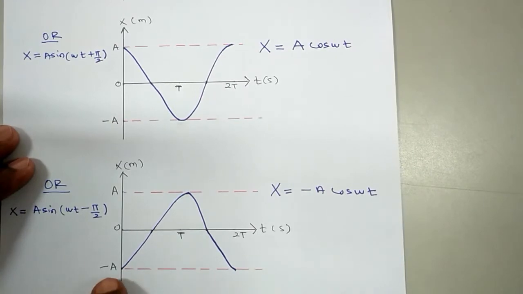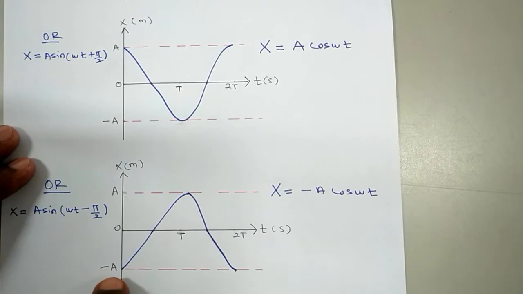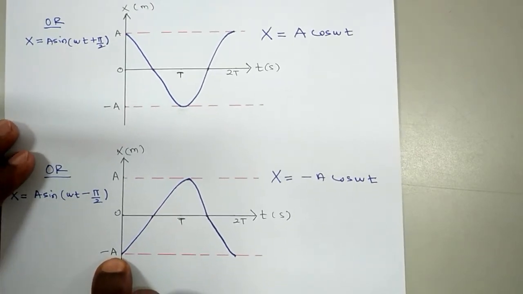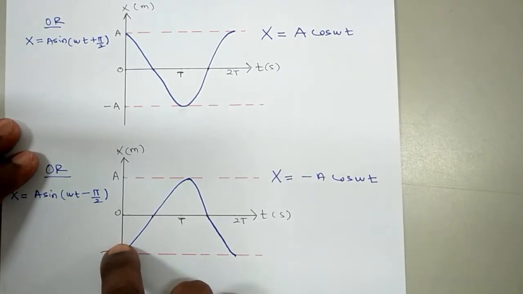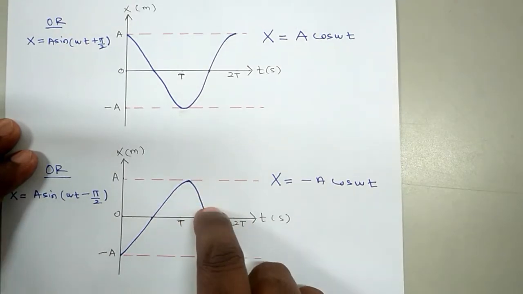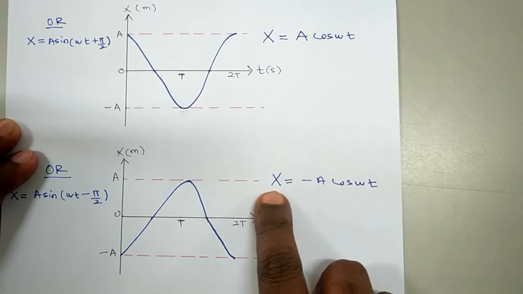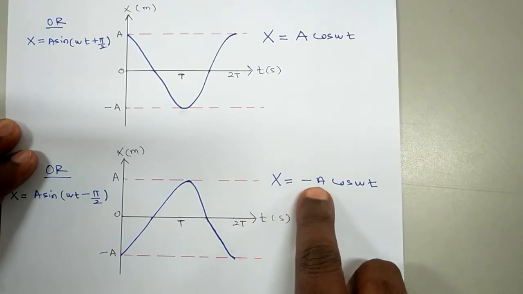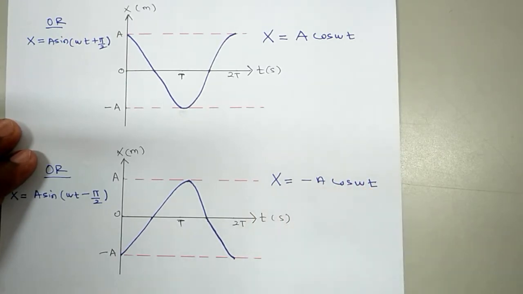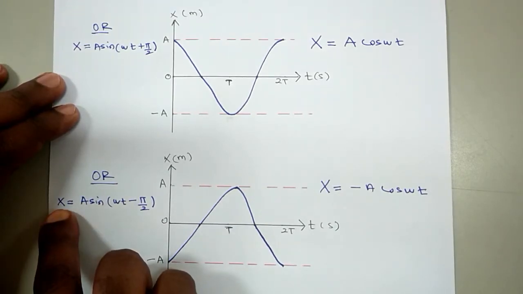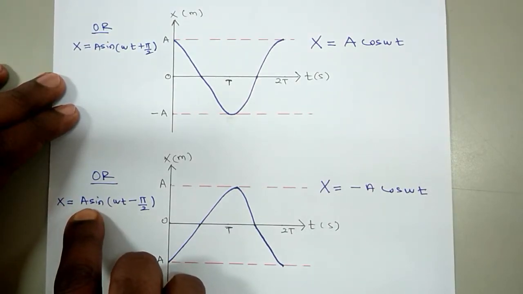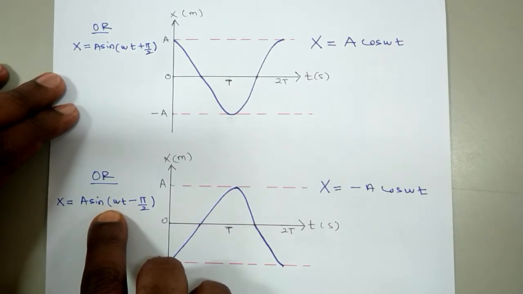And finally, when a particle starts at time t equals 0 and x equals negative a, the graph shows the displacement x of the particle after time t given by x equals negative a cos omega t, or x equals a sin in bracket omega t minus pi over 2.